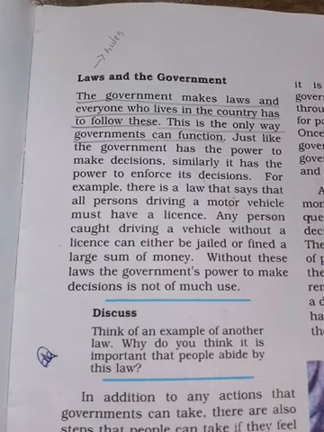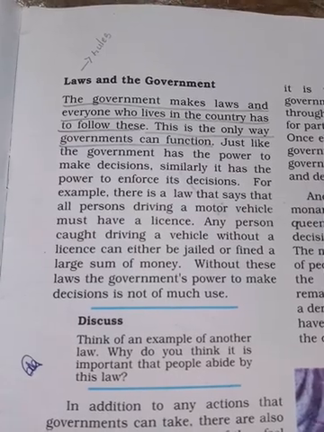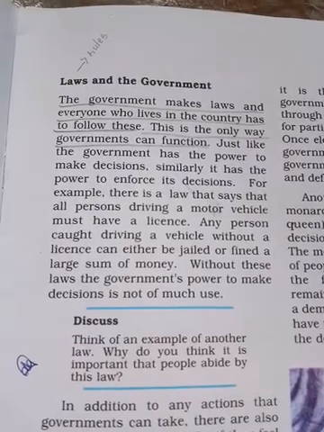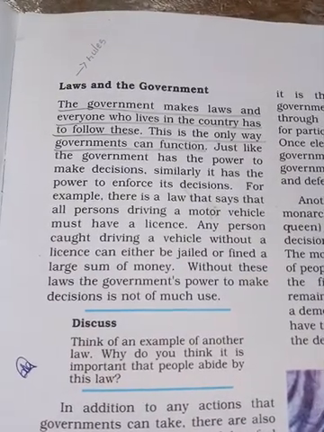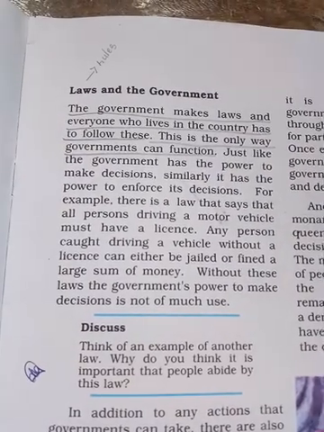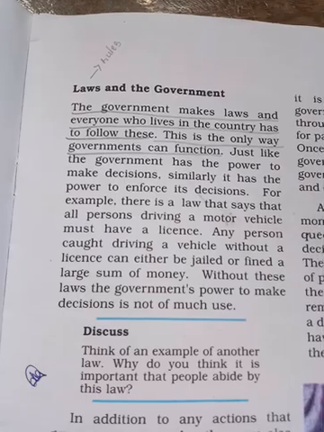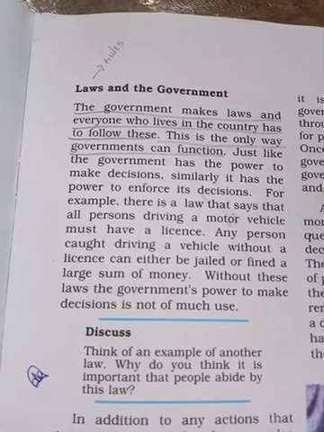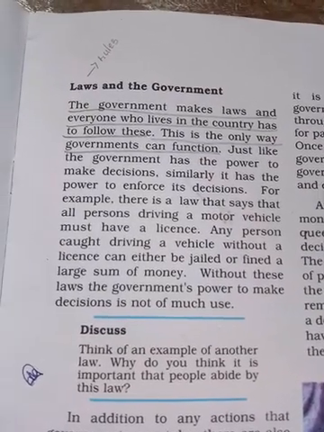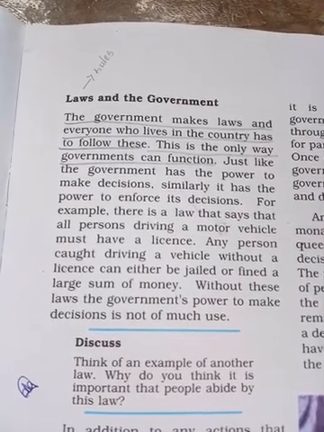For example, they are giving one example here: there is a law that says all persons driving a motorbike must have a license. That means everyone who is driving a motor vehicle should have a license. Suppose any person is caught driving a vehicle without a driving license, then he is violating the law. So he is going to be fined, or put in jail. If someone is violating the law, the government has to give punishment.